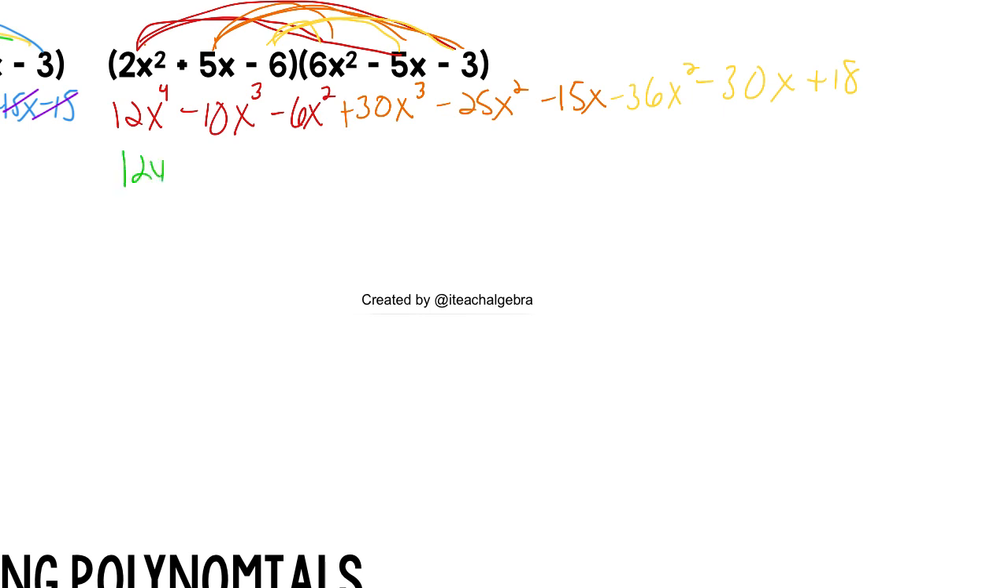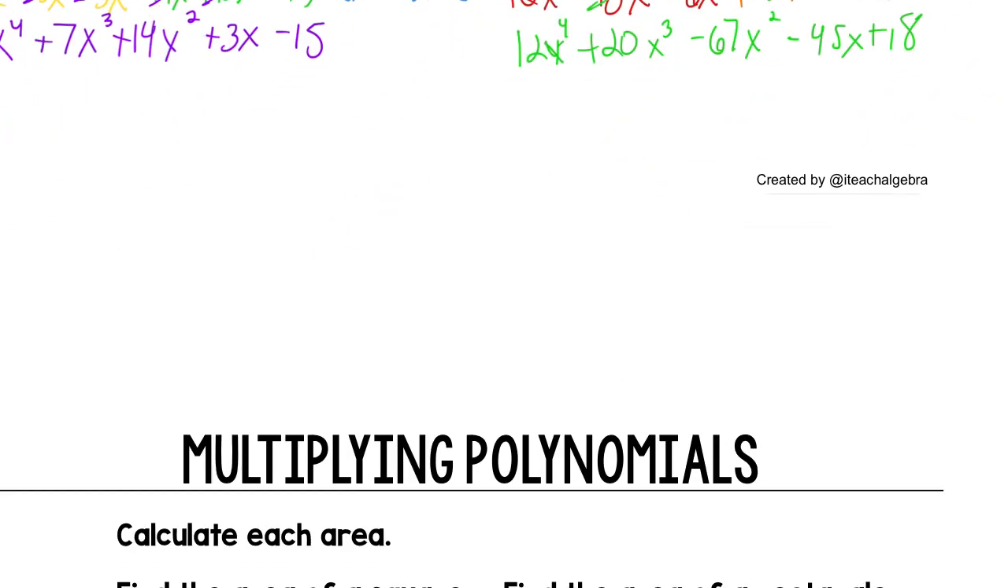Put these together. 12x to the fourth is the only one of those. Negative 10x cubed plus 30 is plus 20x to the third. Negative 6 for the x squareds. Minus 25 is negative 31x squared. Minus 36 is negative 67x squared. Negative 15x minus 30x is minus 45x. And then plus 18 on the end. Whew, that's a lot of numbers.